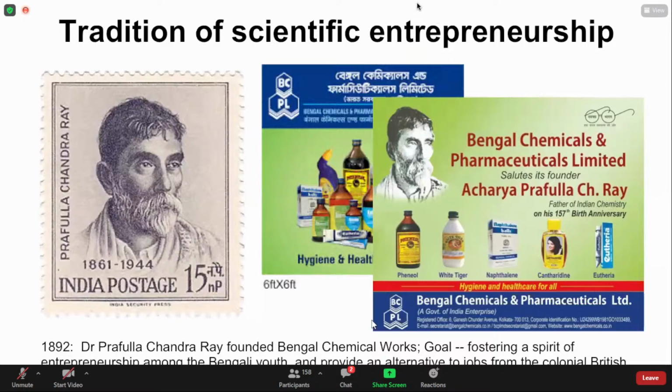And this is not something which is alien to India. We should also realize that there are Indians who have done it many years back. In 1892, Dr. Prafulla Chandra Ray started the Bengal Chemical Works, and this is probably one of the earliest modern science-based industries that I could come across, and it's still alive as a company. It's of course a public sector enterprise now, but this is something which has been happening for quite some time.